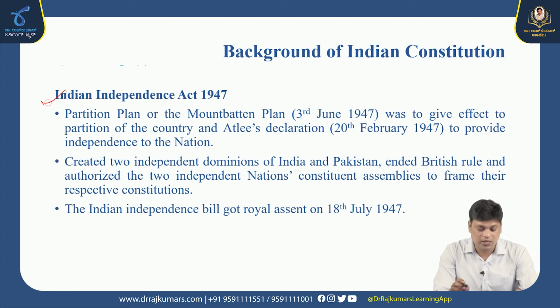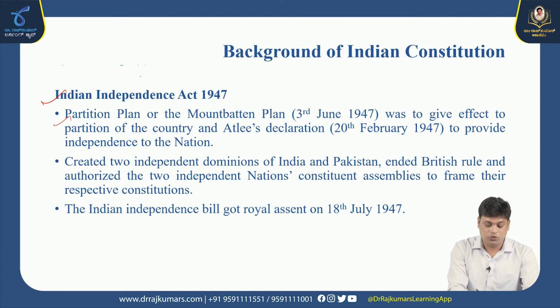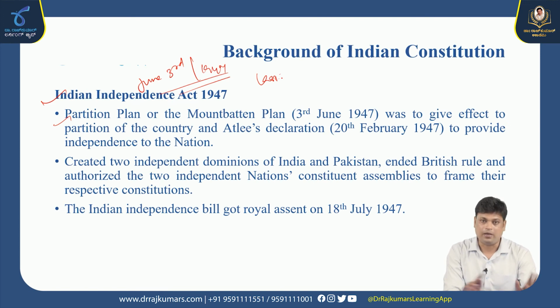The last act is known as the Indian Independence Act of 1947. The partition plan, the June 3rd plan, 1947: Lord Mountbatten, the last Viceroy of India, gave the partition plan. Based on that partition plan only, the Indian Independence Act was framed by the British Parliament. This act gave birth to Pakistan.